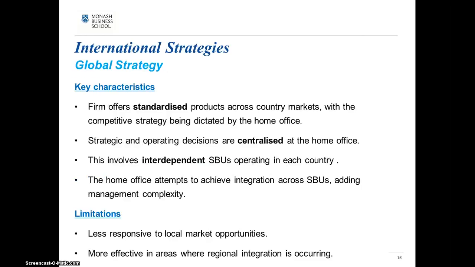Some of the key characteristics of our global strategy firms: they offer standardized products across country markets, with the competitive strategy being dictated by the head office back in the home country.